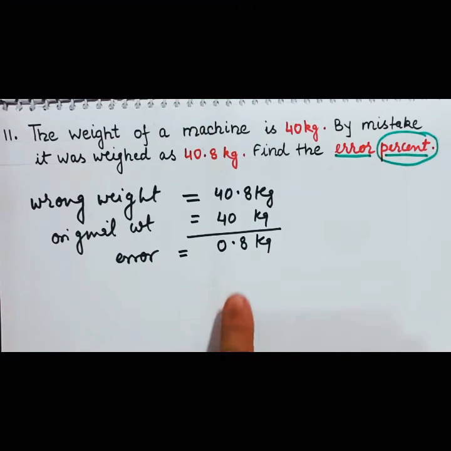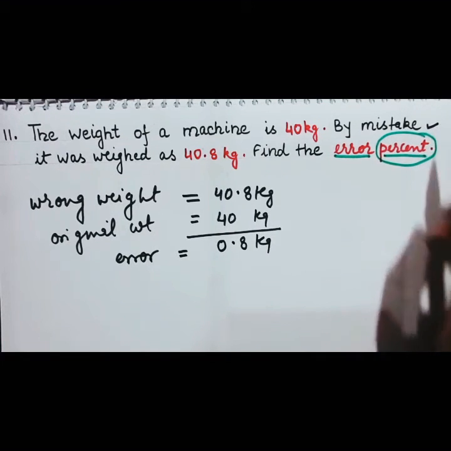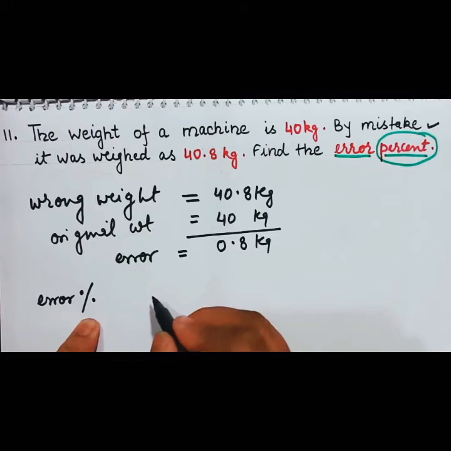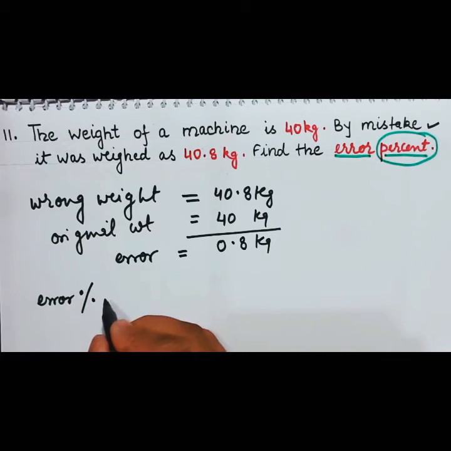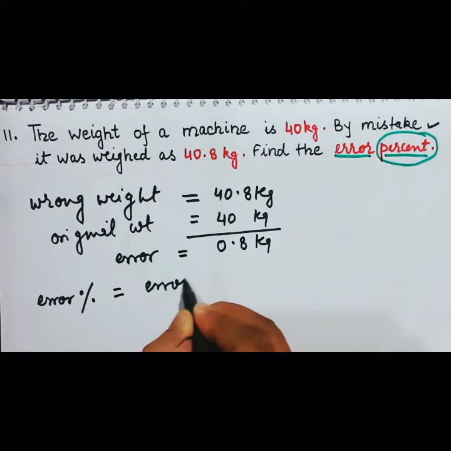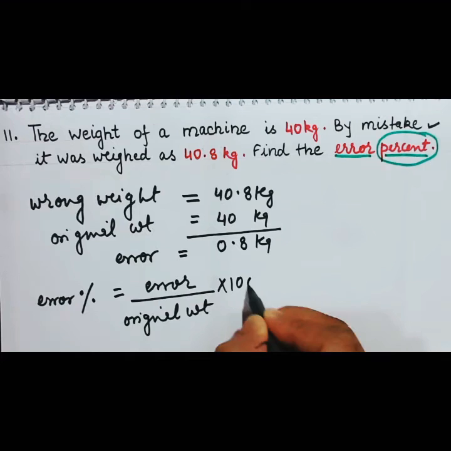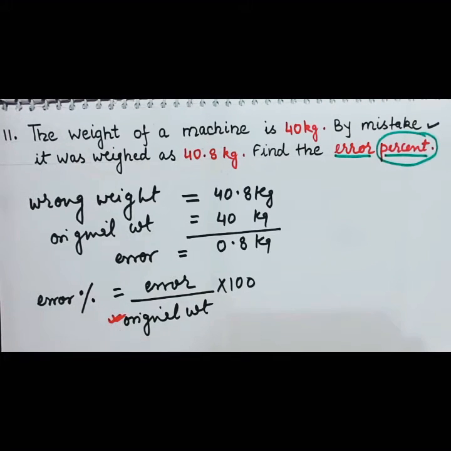Error means this was the wrong part which we got after taking the measurement of the machine, which occurred by mistake. So my mistake was 0.8 kg. Fine. They are asking us not the error, but the error percent. Whenever we talk about error percent or increase percent or decrease percent, it is always calculated on the original weight. Therefore, let me write the formula. Error percent is equal to error by original weight into 100. Please try to remember this particular word, original. Always percentage is calculated on the original value.